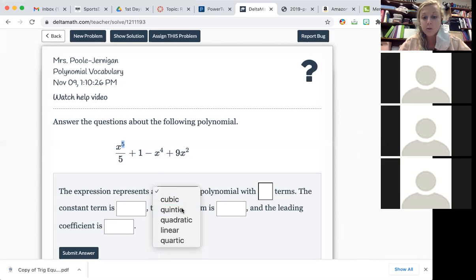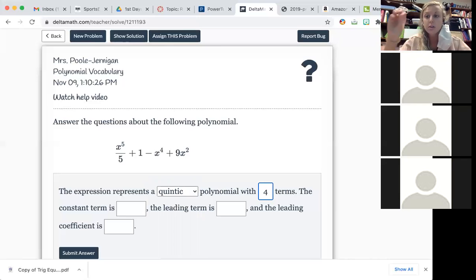This one we said was quintic. How many terms does it have? It's got 1, 2, 3, 4. Do y'all agree? If you count each thing, perfect. The constant. What is a constant? We're going all the way back to, I almost said Math 1, Lord, to week 1. What's a constant?